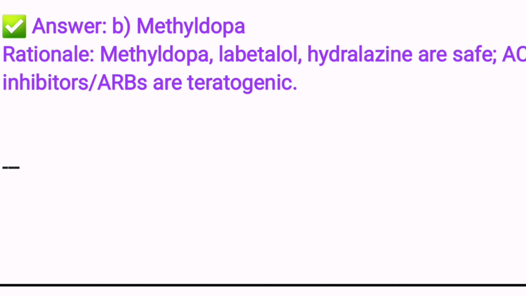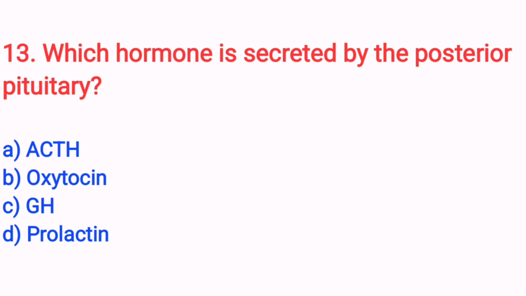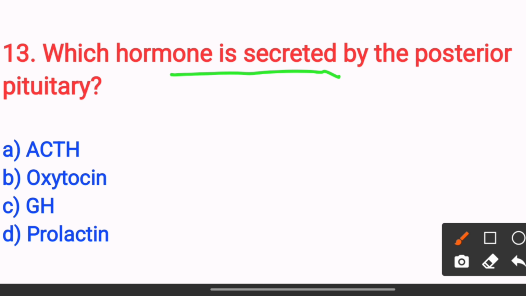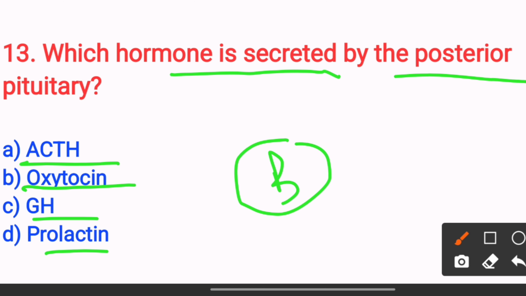Next, which hormone is secreted by the posterior pituitary? Option A ACTH adrenocorticotropic hormone, option B oxytocin, option C GH growth hormone, option D prolactin. The answer is option B oxytocin. Oxytocin and vasopressin are the posterior pituitary hormones.